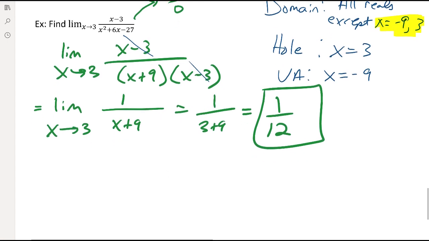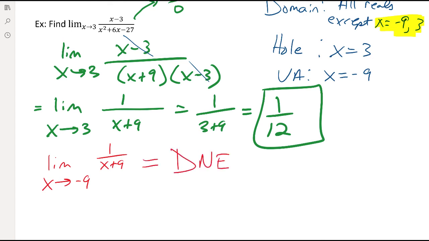Okay? And just to make sure you guys are good with these VAs, what if it was the limit as x approaches negative 9 of our function? Okay, I'm going to write the simplified function, 1 over x plus 9. Well, automatically, that limit is not going to exist. Why? Because x equals negative 9 is a vertical asymptote.